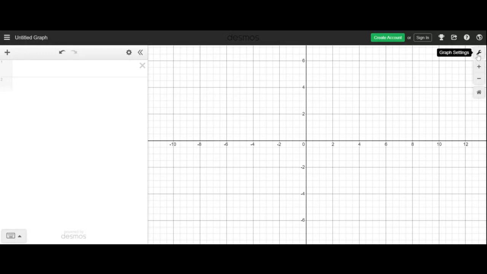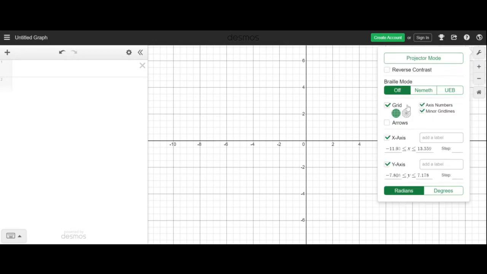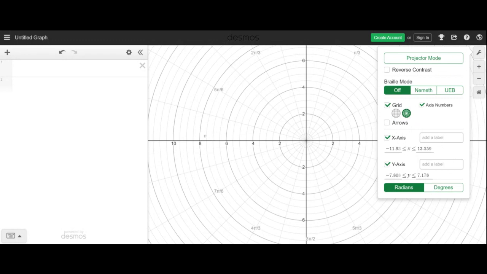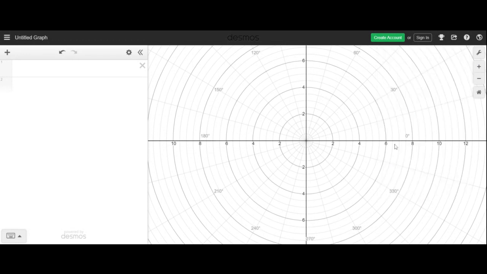I'm going to come up here to the wrench and change the graph settings. Notice that under the grid, we've got the option for a Cartesian coordinate system or a polar coordinate system. Clearly, things are circular here rather than squares, and I'm going to switch over to degrees since I'm a little more comfortable with that. So this is our polar coordinate system. It's a little bit different, but it fits a little better with the idea of the unit circle and looking at our triangles as portions of our unit circle.